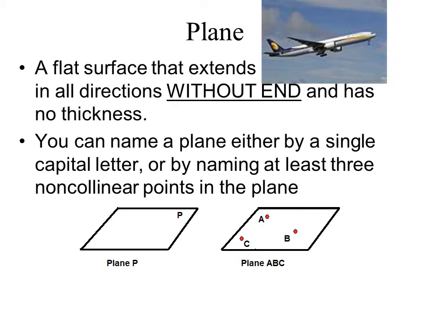You name a plane either by a single capital letter, as you see on this diagram here on the left, we call this plane P, or by naming it by at least 3 non-collinear points. So if these points were all in one straight line, I wouldn't really be designating a plane, I'd only be designating a line. So I need 3 non-collinear points in order to name a plane. As you see on this figure on the right, I could call this plane ABC. Remember, any 3 points can make up a plane. So just like any 2 points would make up a line, any 3 points would make up a plane.